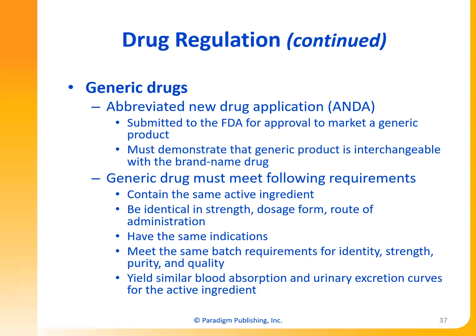Generic drugs must meet the following requirements. They contain the same active ingredient. They have to be identical in strength, dosage form, route of administration, have the same indications, meet the same batch requirements for identity, strength, purity, and quality, and yield similar blood absorption and urinary excretion curves for the active ingredient.